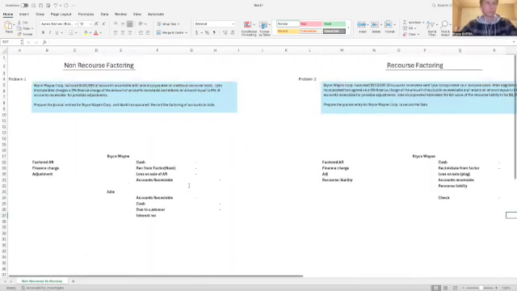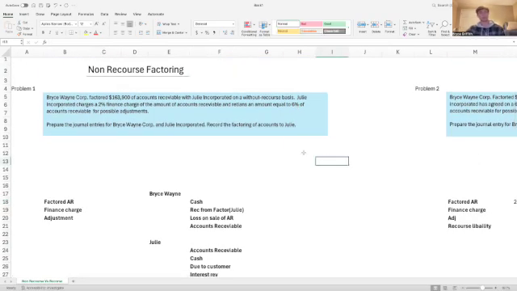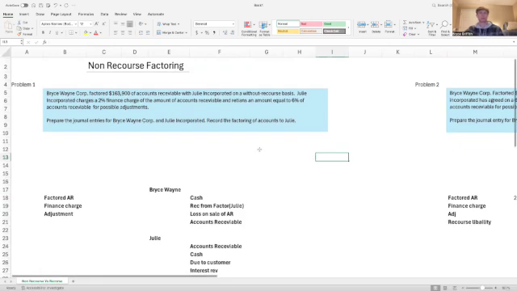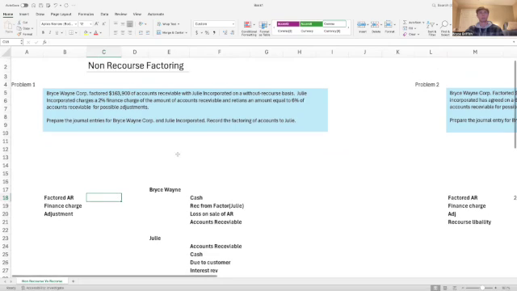So we can go right into the examples here. Okay, so non-recourse factoring, problem one. Bryce Wayne Corporation factored out 163,900 of its accounts receivable with Julie Incorporated on a without recourse basis. Julie Incorporated charges a 2% finance charge of the amount of accounts receivable and retains an amount equal to 6% of accounts receivable for possible adjustments. So you can see here that the finance charge is going to be a little bit lower than it would be if it was selling with recourse because Julie is accepting all of the risk here. They're not going to be able to negotiate a higher finance charge.